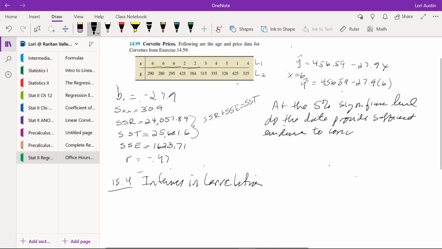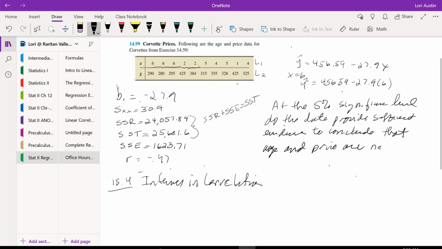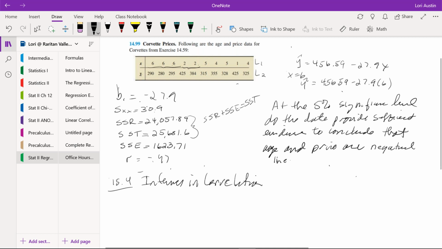To conclude that age and price are negatively linearly correlated.